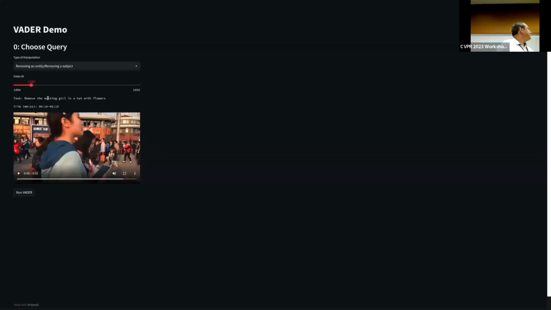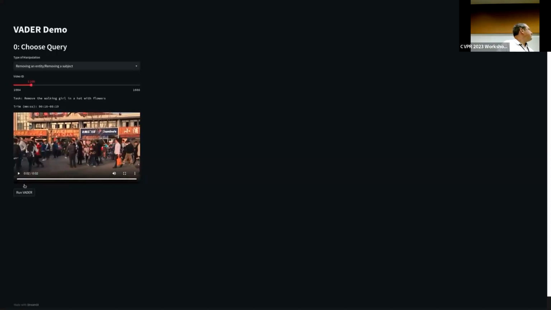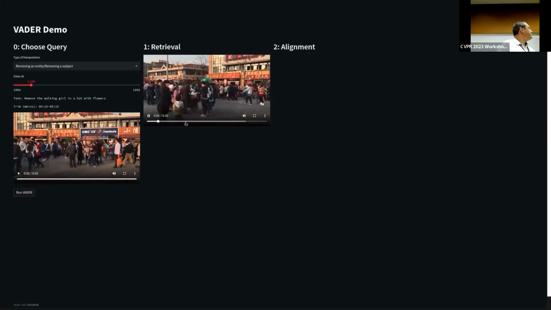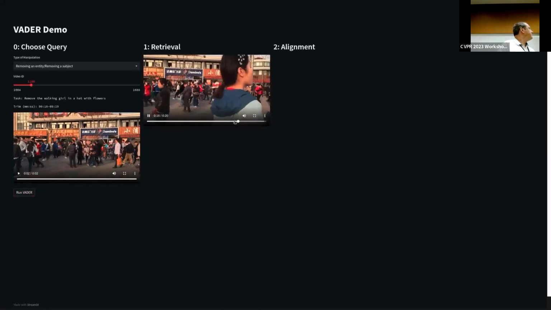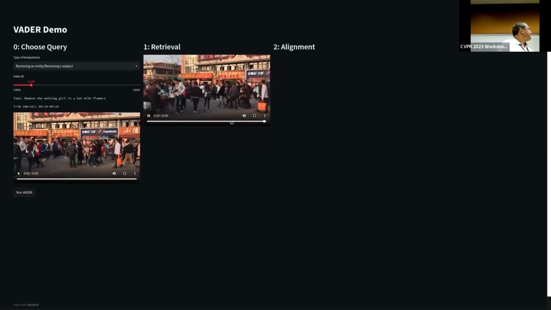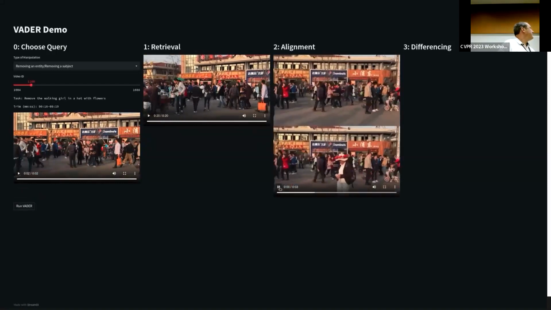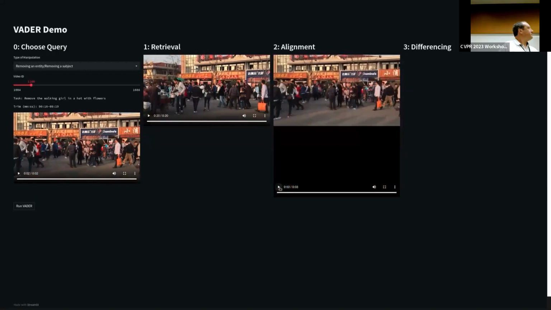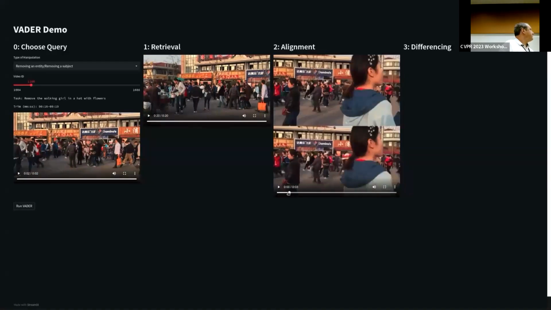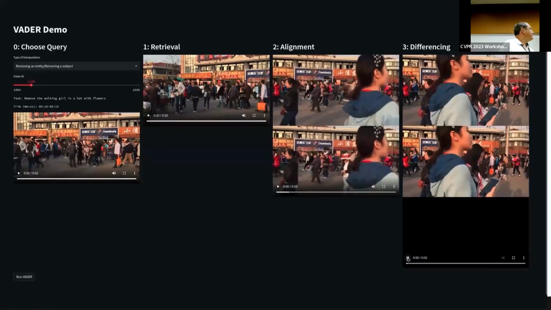Second is inpainting. The person was removed from the video. So again, we use the query to obtain the original using a retrieval model, and as we can see, there is indeed a person walking on the street. Then we use the alignment to align both of them together, and in this case the alignment is very precise. As we can see, both videos go together frame by frame. Finally, we use the differencing module to obtain the outline of the person.